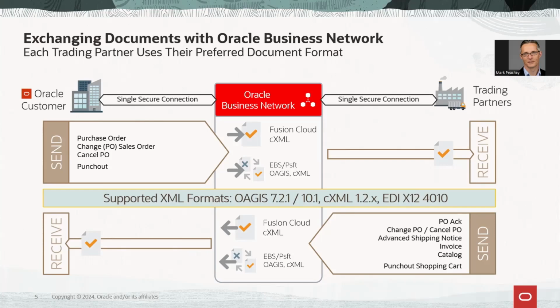So just looking at the different documents that are supported, as I say, largely the procure to pay flow. For you as the Oracle buying organization, you can send out purchase orders, change purchase orders, cancel purchase orders. There's also support for punch out, and I've got some details in some of the enhancement discussion where I'll actually get into a lot of the nitty gritty about how we support the punch out flow.